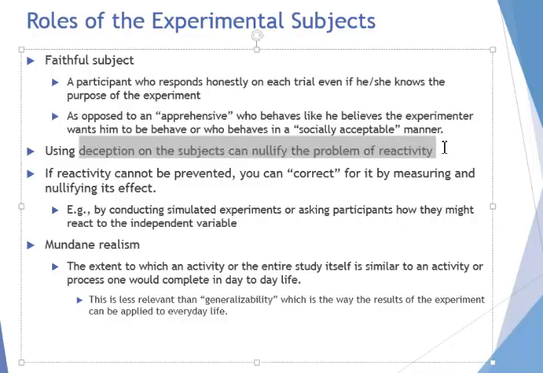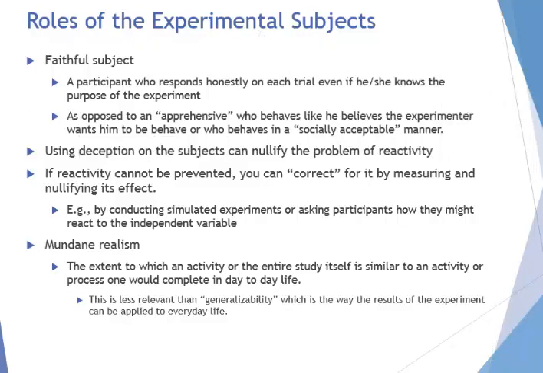Using deception on the subjects can nullify the problem of reactivity because they don't know they're being tested. If reactivity cannot be prevented, you can correct for it. That's an interesting way of doing it. You can say, okay, maybe you can establish that reactivity will cause a 20% increase in the behavior. Well, okay, so you can set the new baseline at 20%, and you can see if the behavior was affected by more than 20%. So you can conduct simulated experiments to see how much people react based on this desire to be socially laudable, socially acceptable.